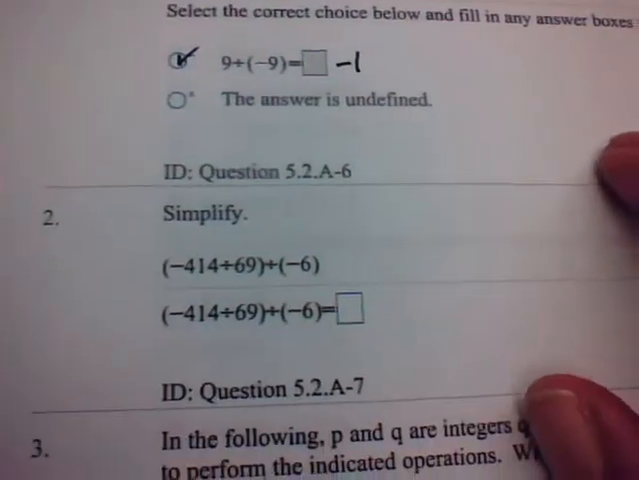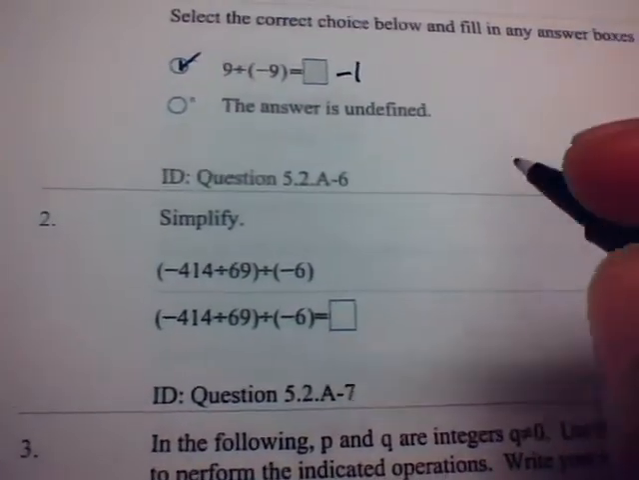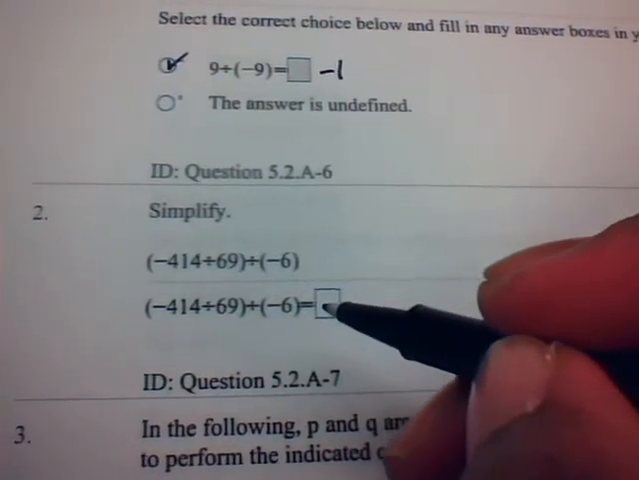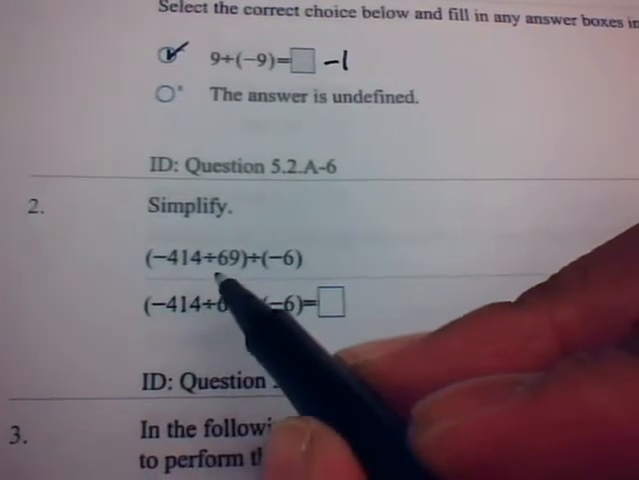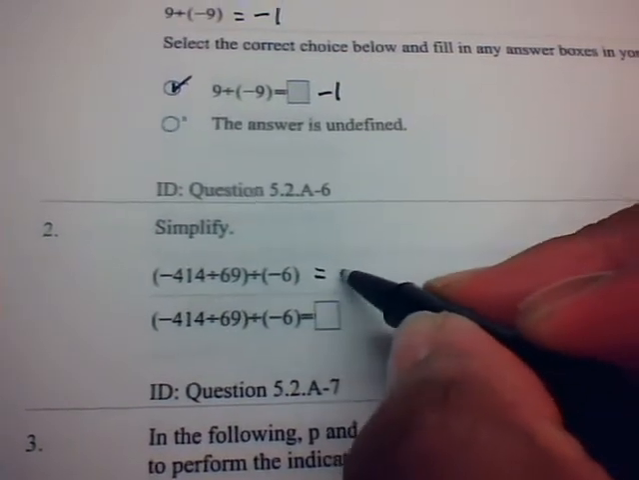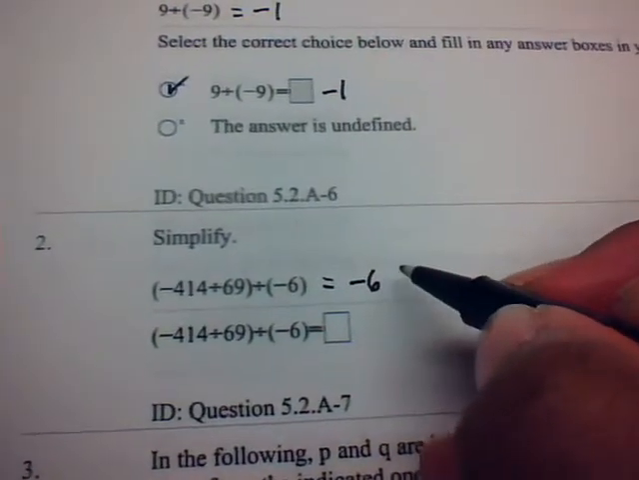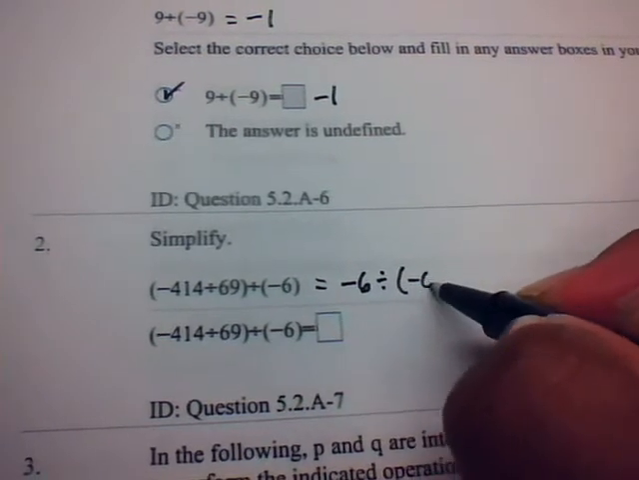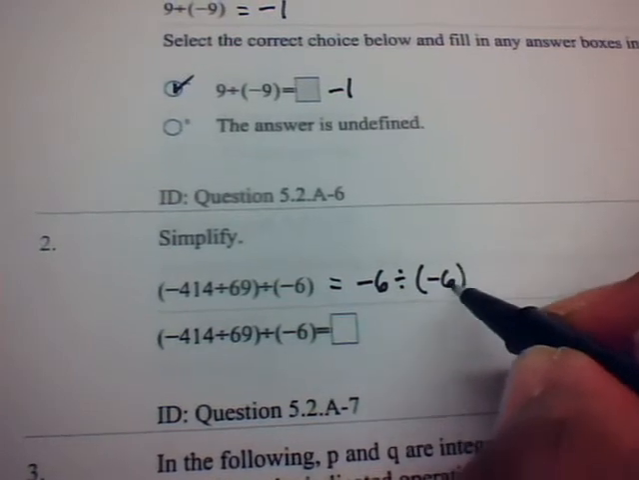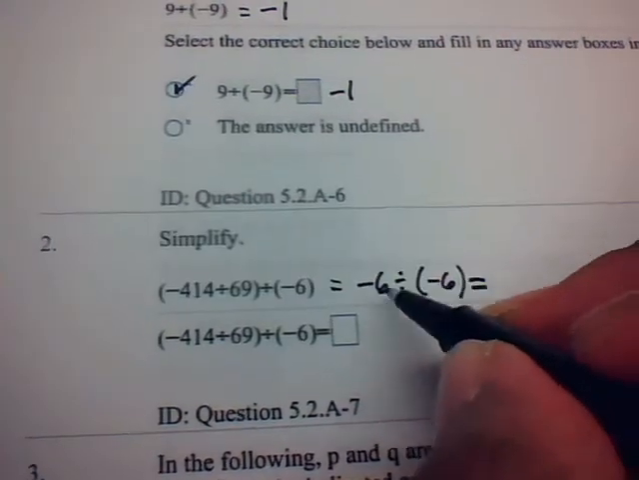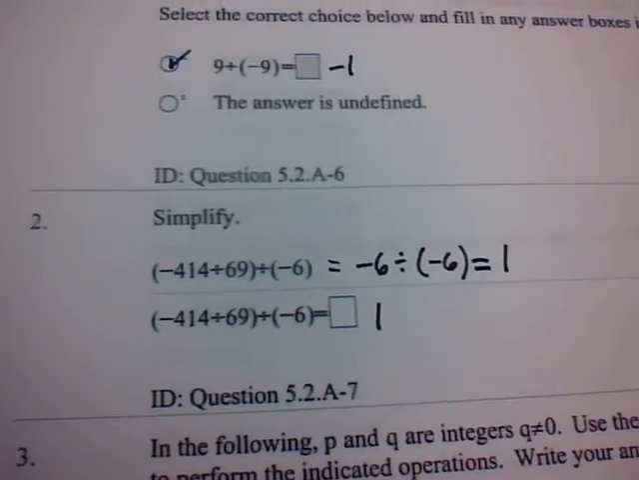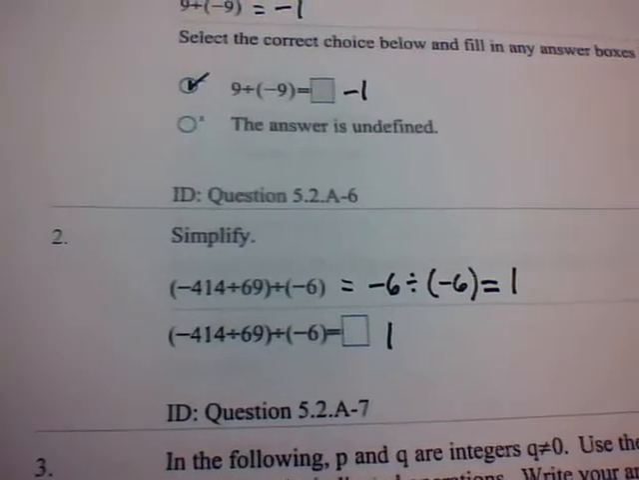Alright, number 2 is to simplify. Well, we've got -414 divided by 69, and that's going to be divided by -6. Well, let's do the -414 divided by 69 first. That will give us -6. And then -6 divided by -6. Well, we're dividing two integers with the same sign, so the answer is going to be a positive. So 6 divided by itself will be 1, and it'll be a positive 1. So that answer there would just simply be 1.